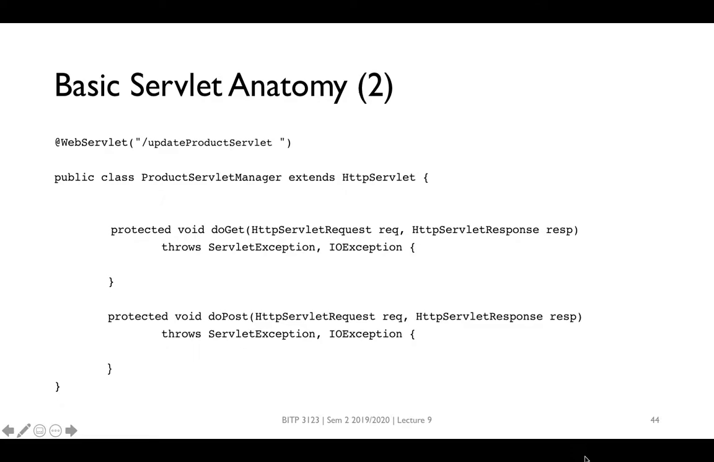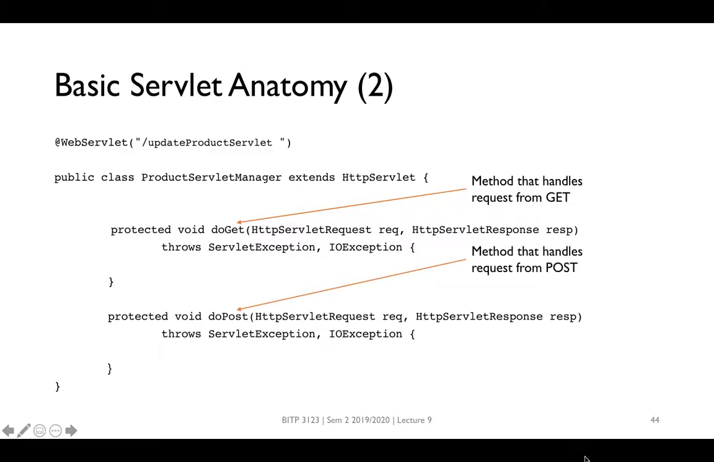There are two methods inherited by ProductServletManager from extending HttpServlet. The first is doGet, which will handle requests from the GET method. The second is doPost, which will handle requests from the POST method. Both methods are protected, do not return any value, and receive two parameters that represent the request and response. Either one of these methods needs to be overridden.